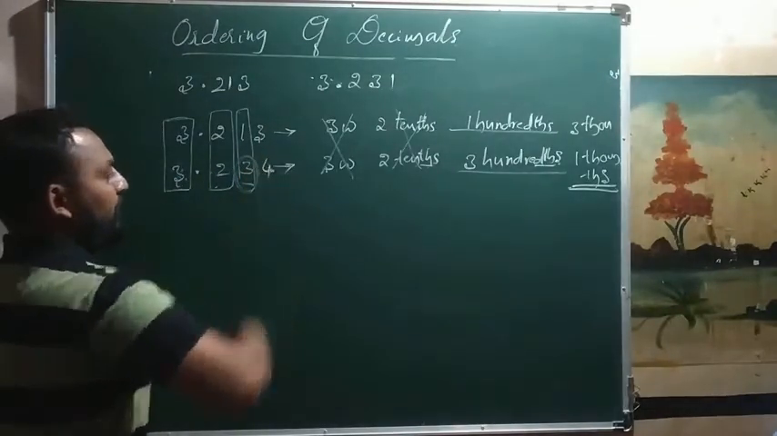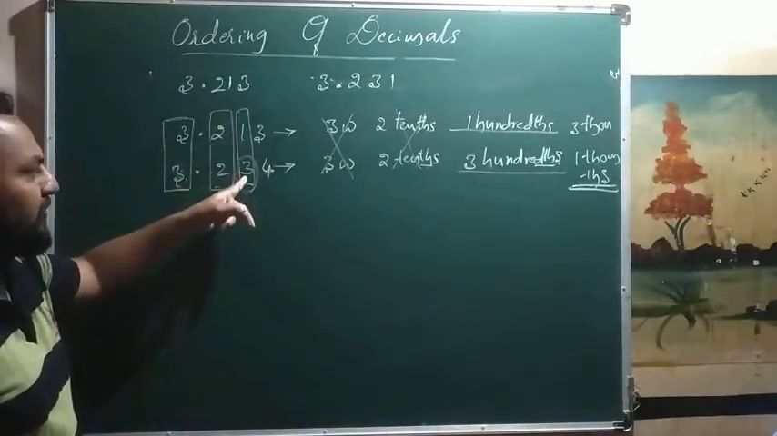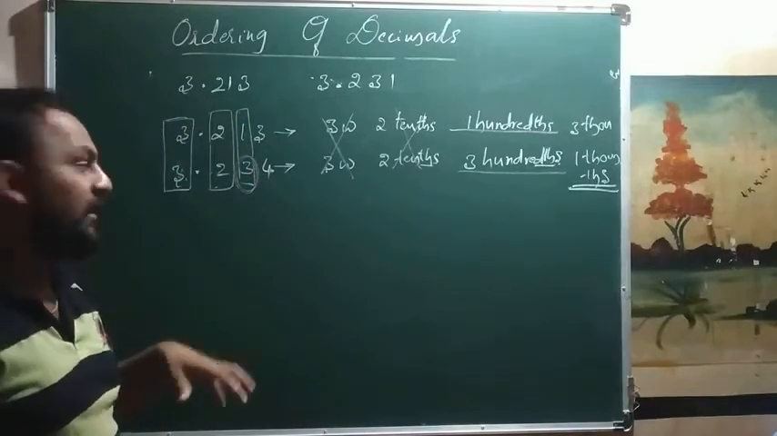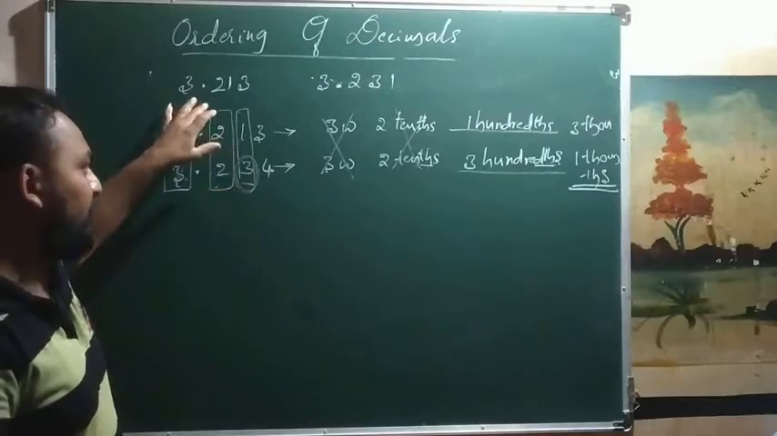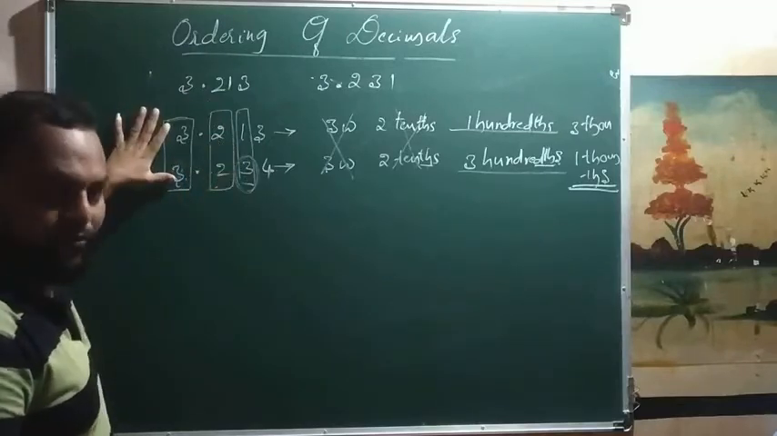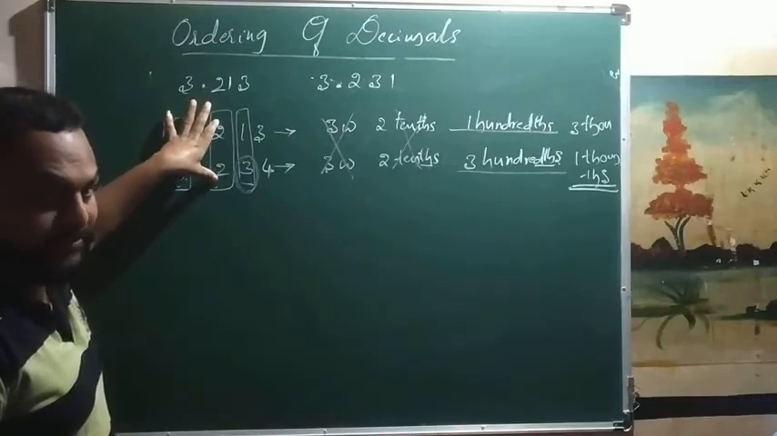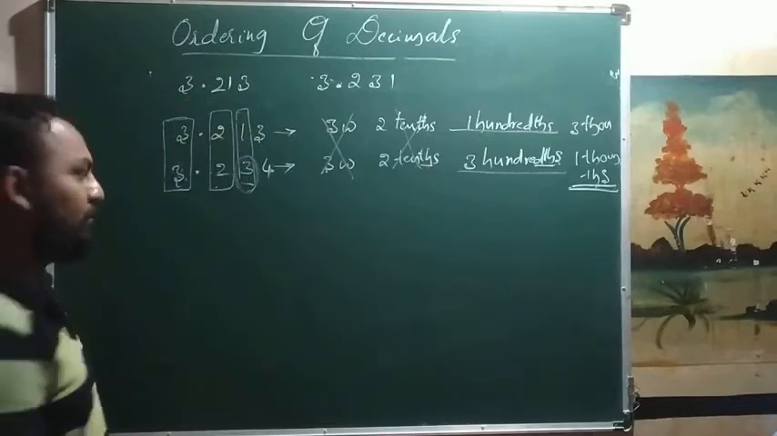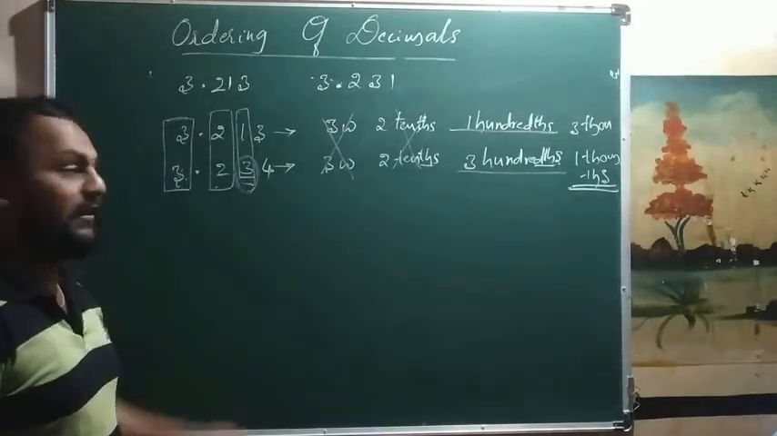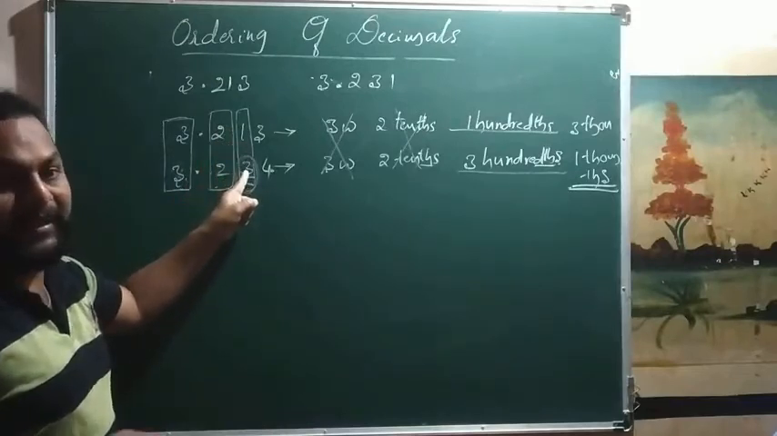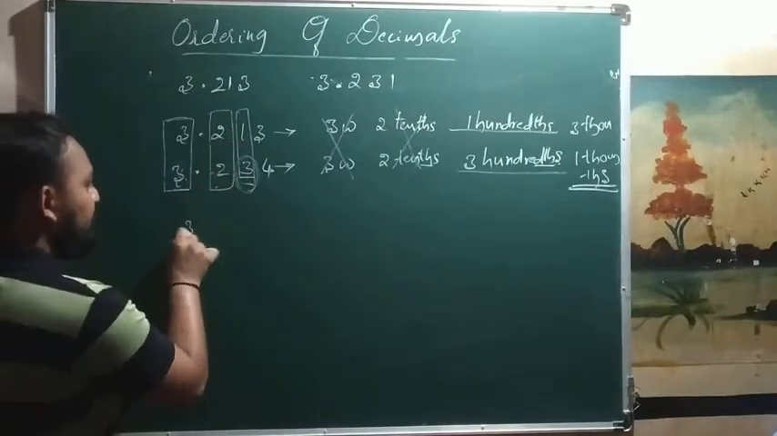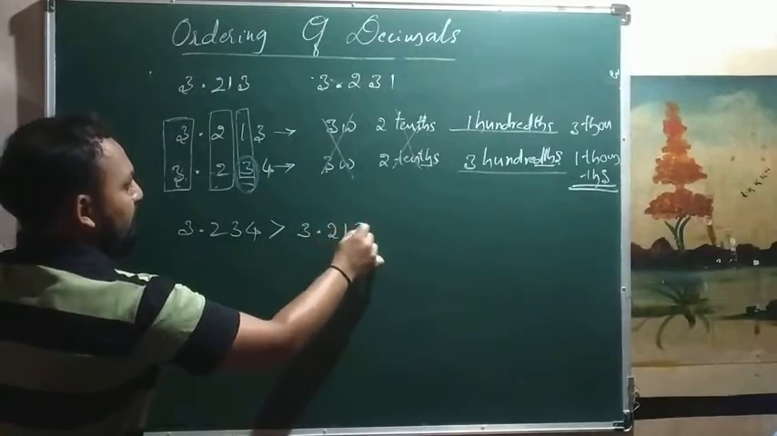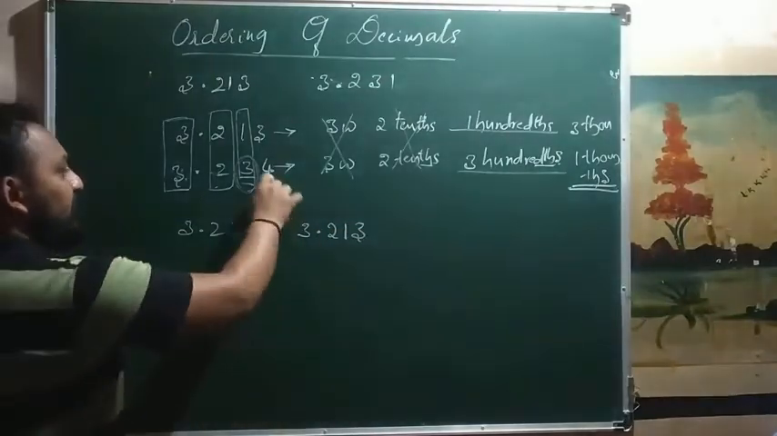Comparing the first and second number in the hundreds place, which digit is greater? 3 is greater. The whole number portion is the same, the tens place value is the same. Next, in the hundreds place, which is the greater number? The greater digit is 3. Comparing 1 and 3, 3 is the highest value. It means 3.234 is greater than 3.213.